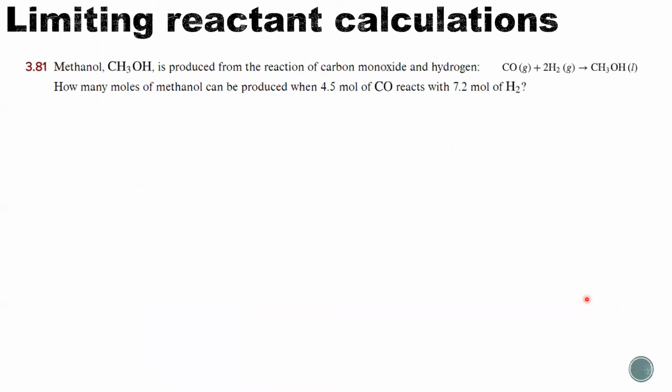Let's take a look at a question. Methanol, CH3OH, is produced from the reaction of carbon monoxide and hydrogen, and it gives you the balanced chemical equation. How many moles of methanol can be produced when 4.5 moles of CO reacts with 7.2 moles of hydrogen? Both CO and hydrogen are reactants.